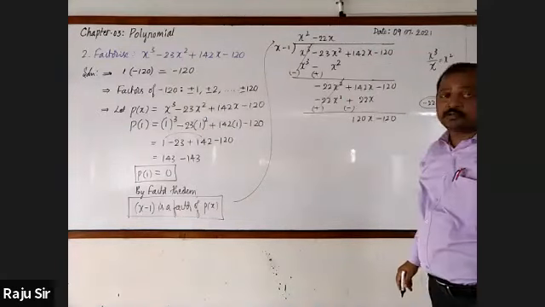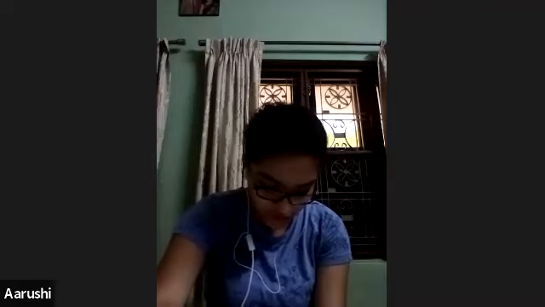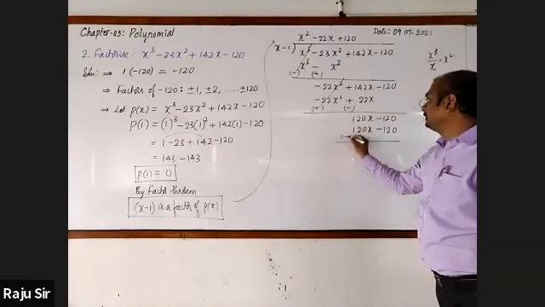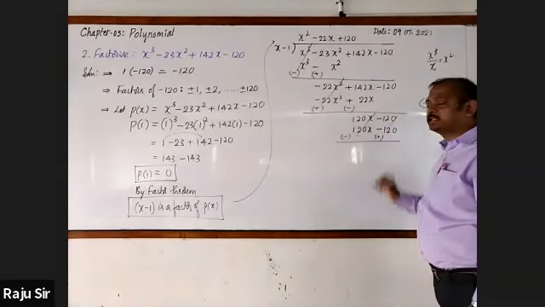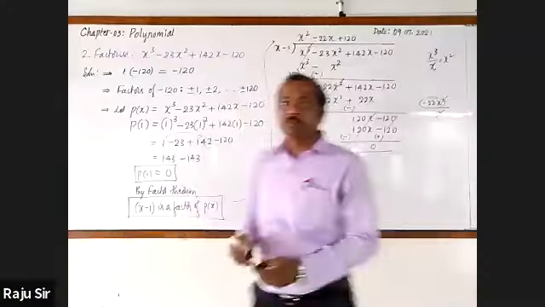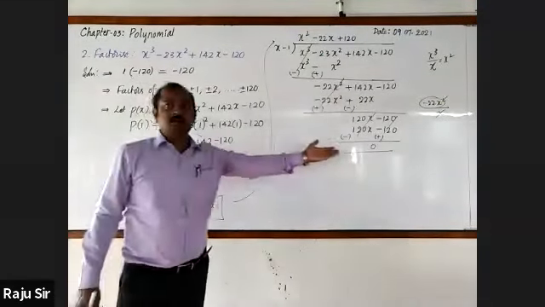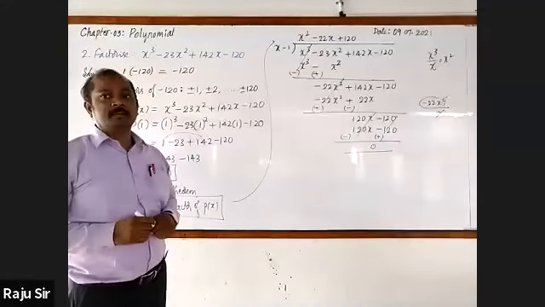What should be the quotient? 120. 120 into x is 120x, and 120 into minus 1 is minus 120. Change the sign. Minus and this is plus. Both get cancelled. 0. Because we know that x minus 1 is a factor of p of x, the remainder should be 0. Therefore, we have got 0 as the remainder.